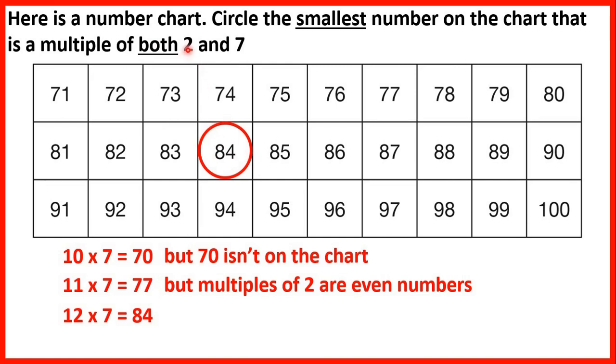It's a multiple of 2 because it's an even number, and we know it's a multiple of 7 because it's in the 7 times table, because 12 times 7 is 84, or because we could divide 84 by 7 to get a number that doesn't have a remainder.